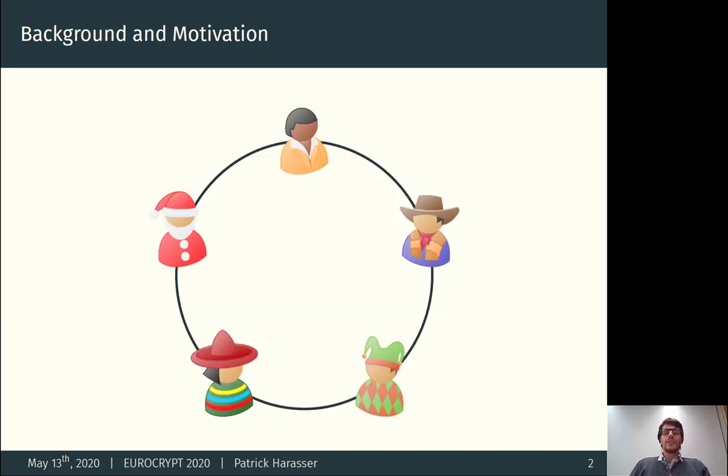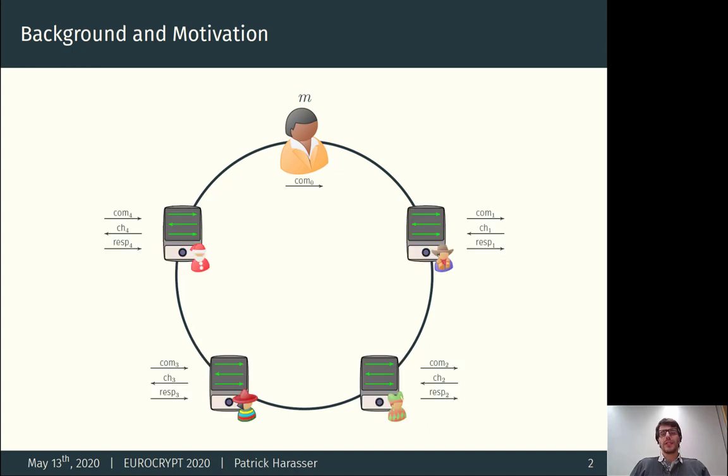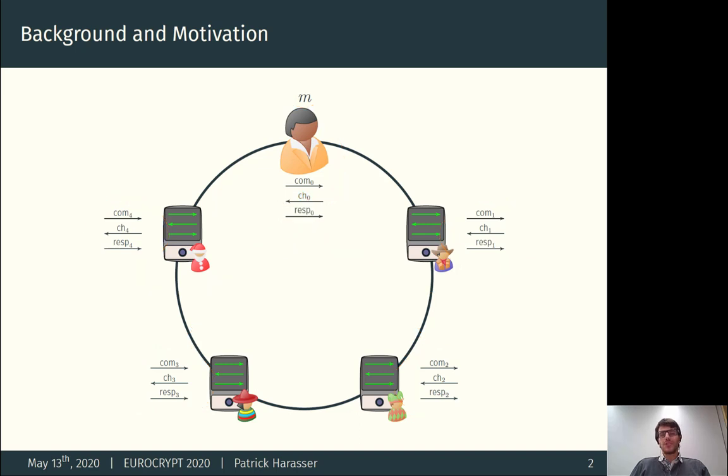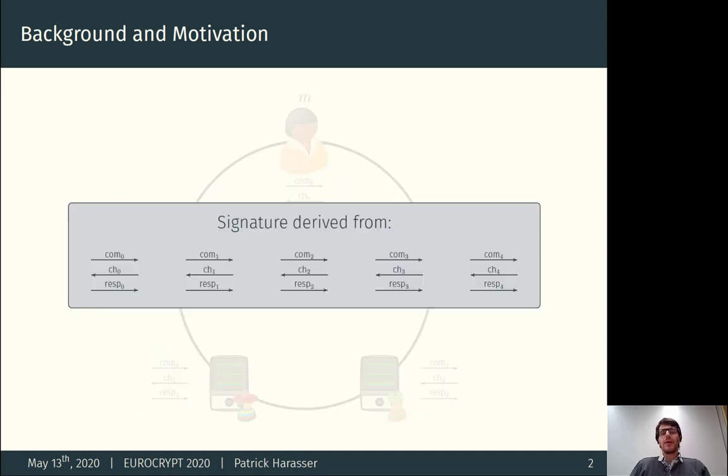Now, one possible design strategy to actually build these signature schemes is to base them on Sigma protocols. On a high level, this works as follows. Consider a group or ring of users, and suppose that Alice here on top wants to sign a message M on behalf of all of them. She would first generate a commitment for her own protocol and simulate protocol executions for all the other parties in the group. Then she would somehow combine all the public information available so far to obtain a challenge for herself. Since she knows her own secret key, she can answer this challenge. The final signature is then somehow derived from the sequence of all the transcripts.